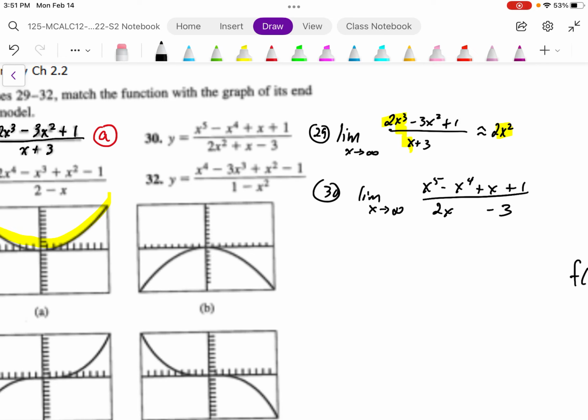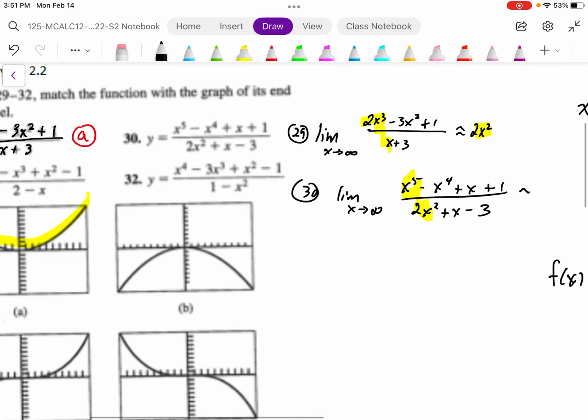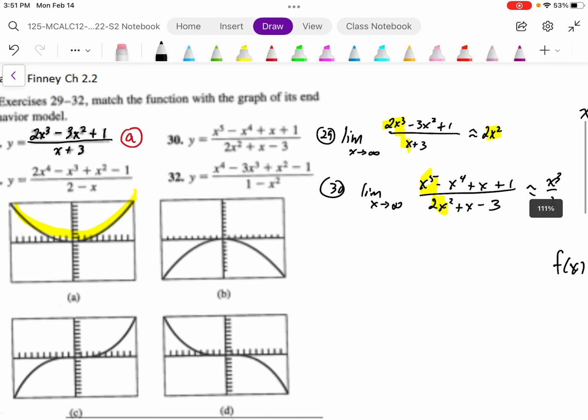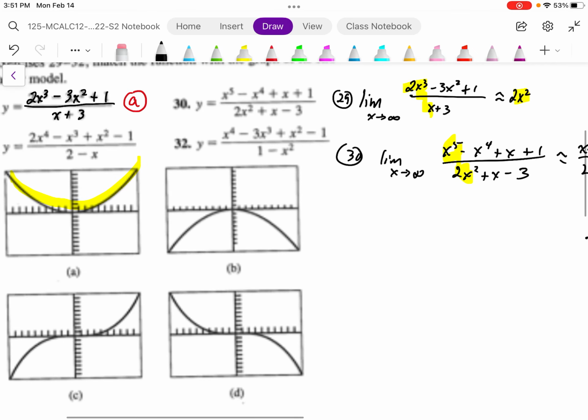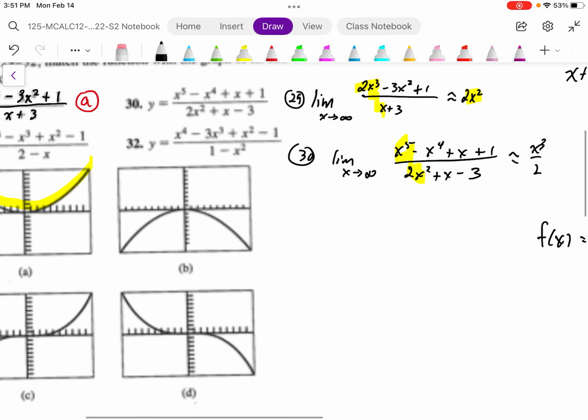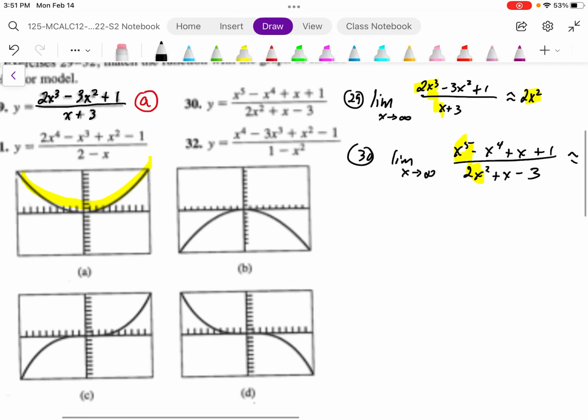So it's 2x squared plus x. If we just compare this, we can see that that's going to behave like an x cubed. It's going to essentially behave like an x cubed function over 2. So an x cubed function compressed, and it's going to have a positive leading coefficient. That's definitely going to be this one here. Okay, so that's going to match C.